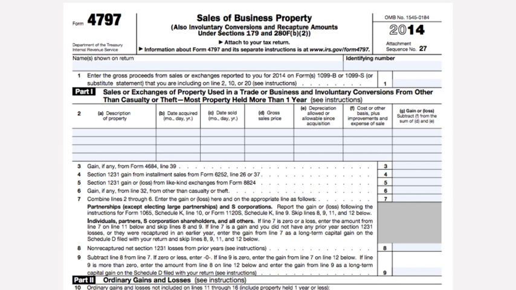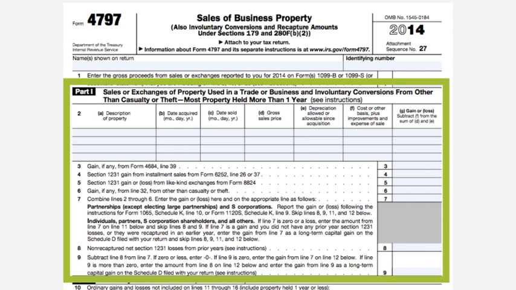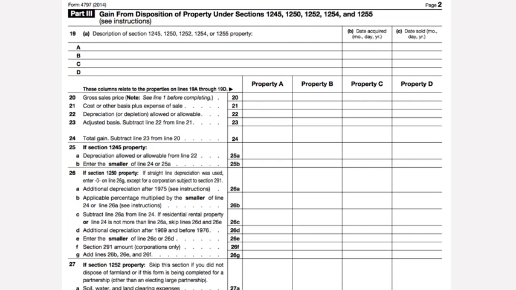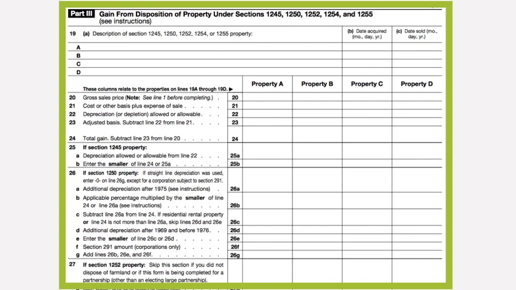Now let's take a more detailed look at Form 4797. Part 1 reports the sale of property held for more than 1 year. Part 2 reports ordinary gains and losses, which means the assets were not held for more than 1 year and were not given preferential treatment. Lastly, Part 3 reports the calculation of recapturing depreciation, which applies to assets with a gain that have taken depreciation expense in the past.